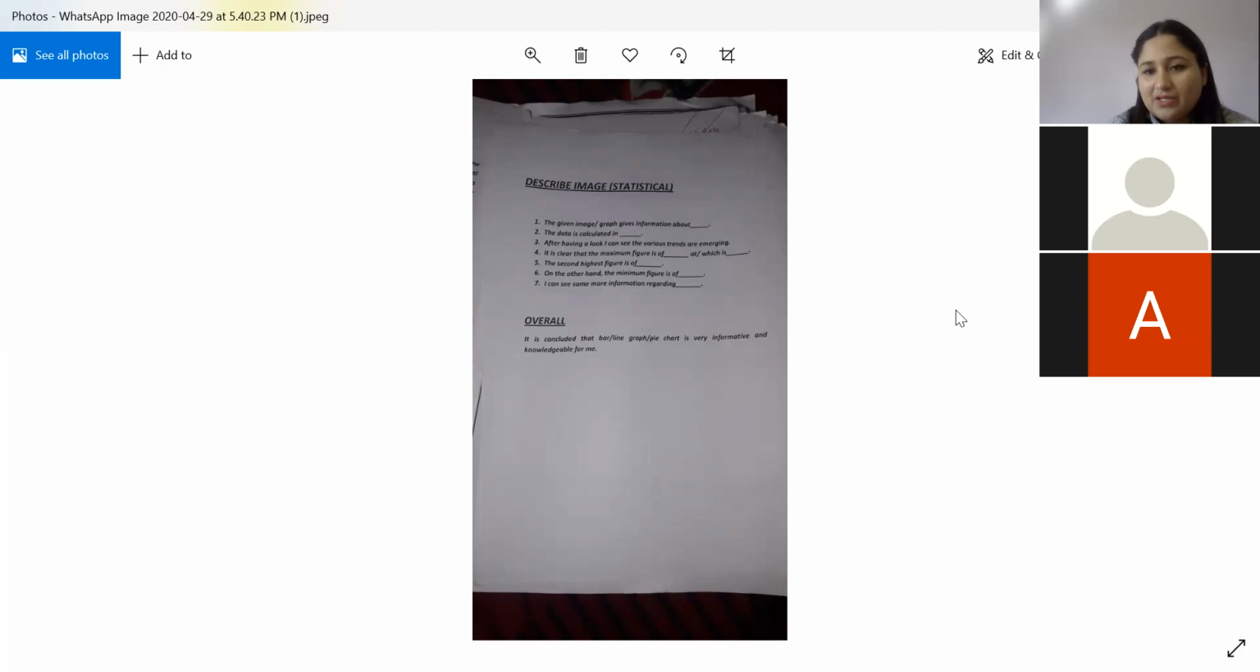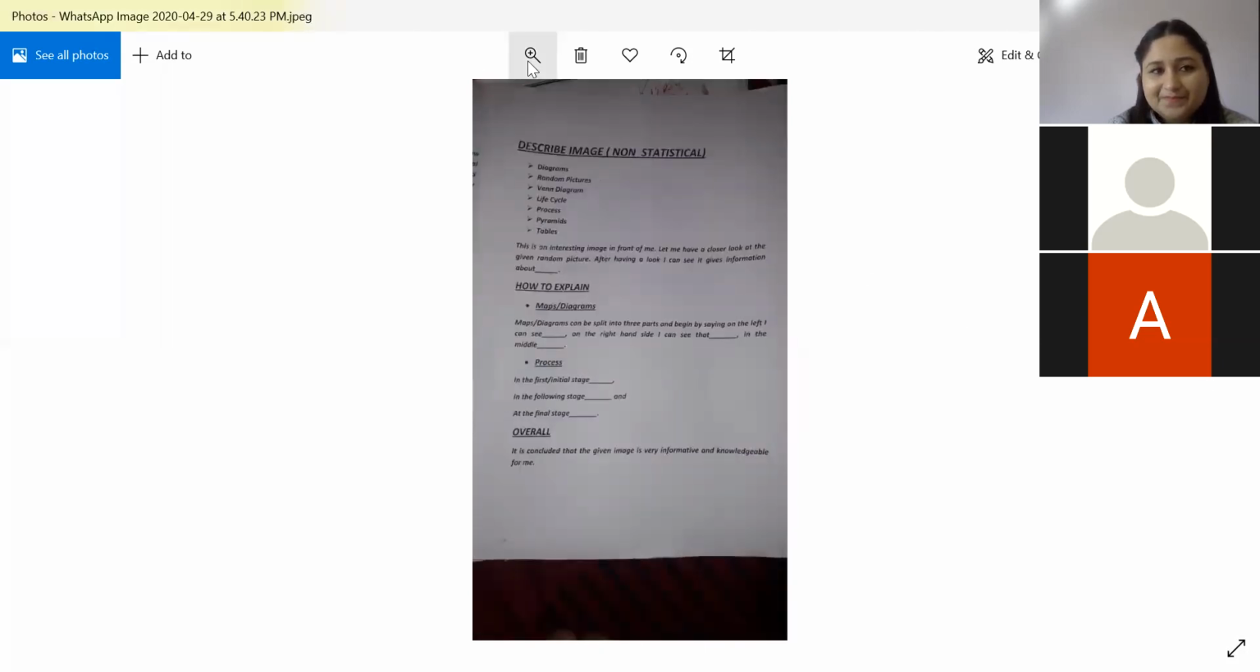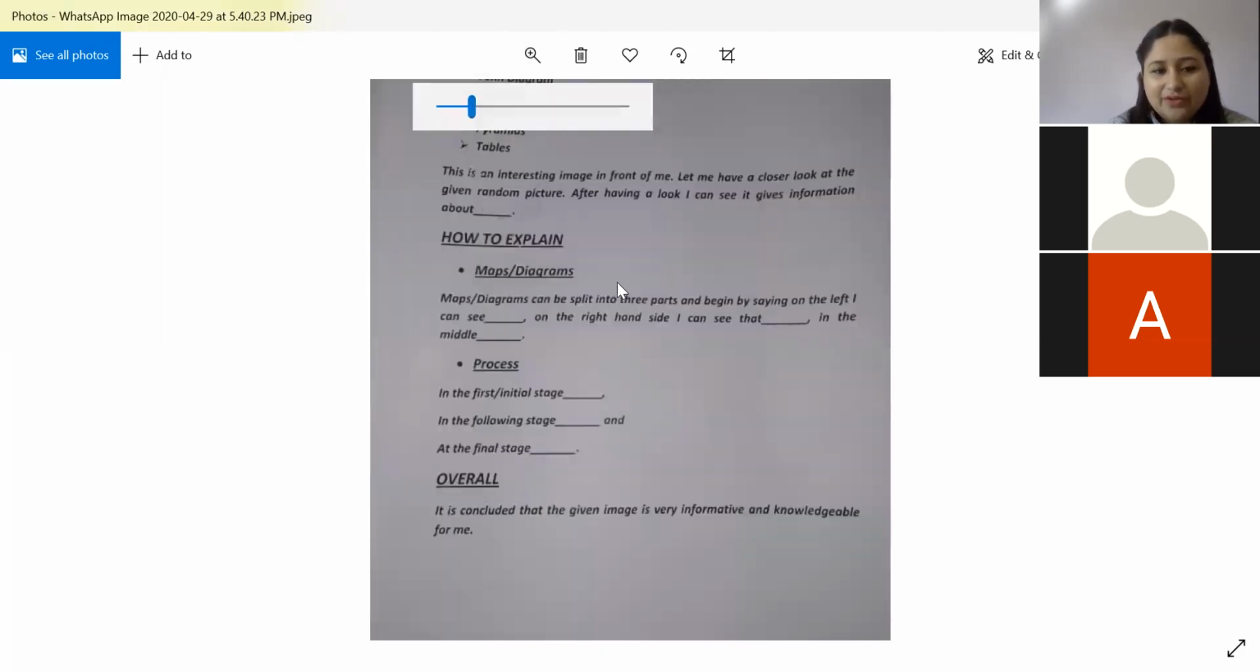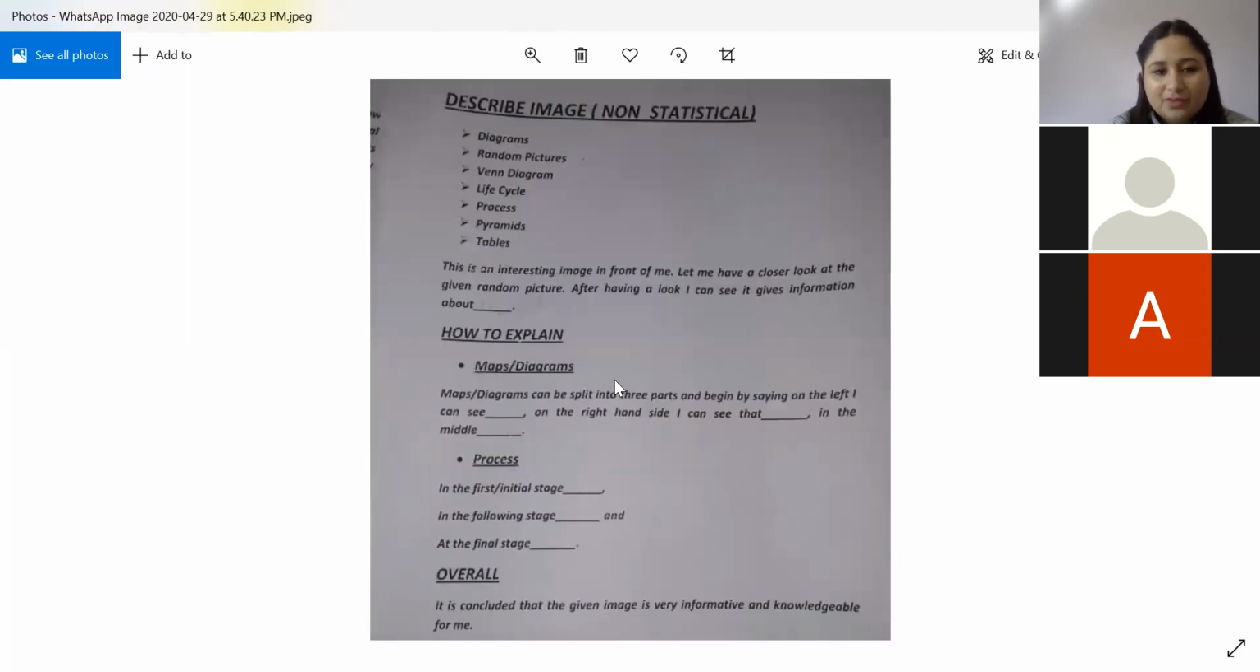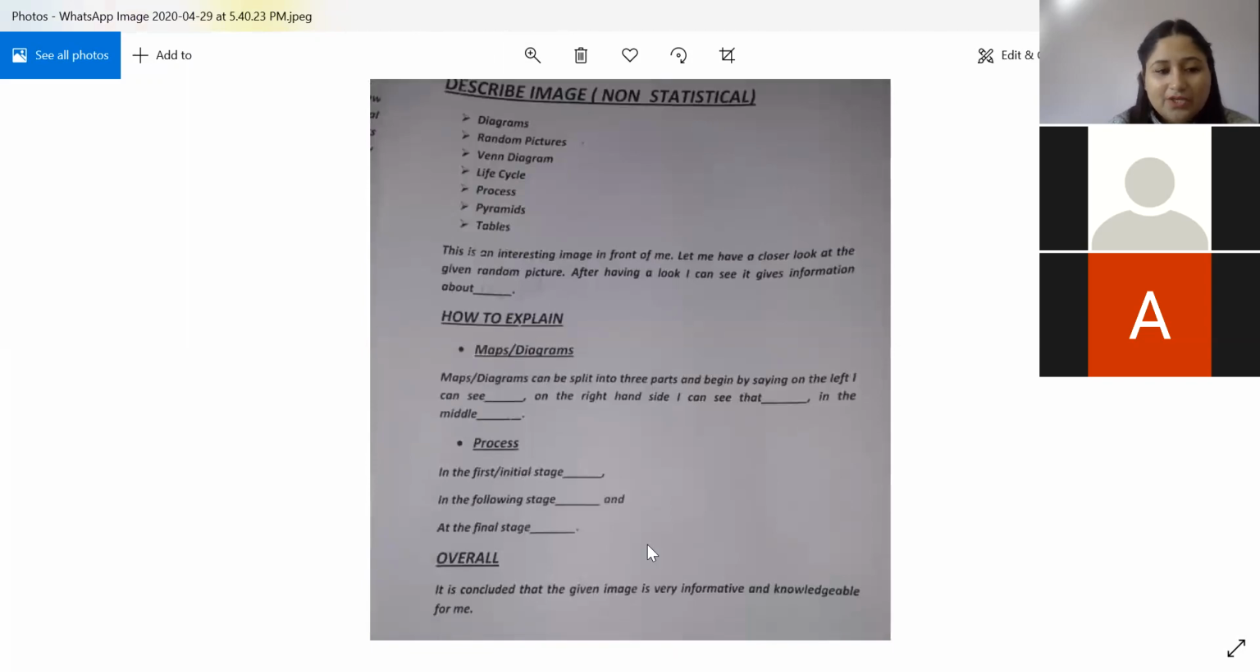So the next one is non-statistical. You can see this one, or do I need to share it again? No, that's fine. Okay, so you see here, this is describe image, the non-statistical one. It says diagram, random picture, Venn diagram, life cycle process, pyramid, tables. So these are the three sentences I'm saying: "This is an interesting image in front of me. Let me have a closer look at the given random picture. After having a look, I can see it gives information about whatever the diagram is about."